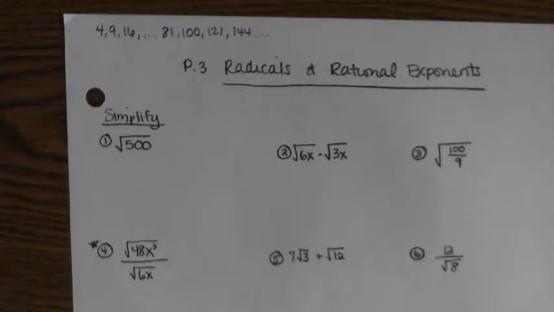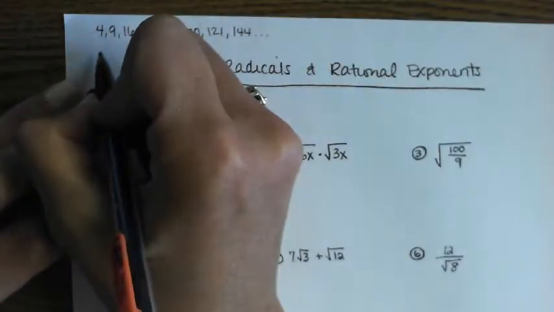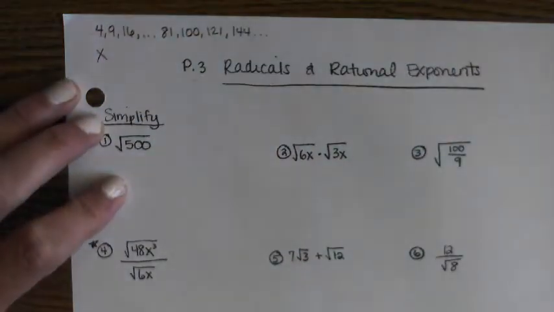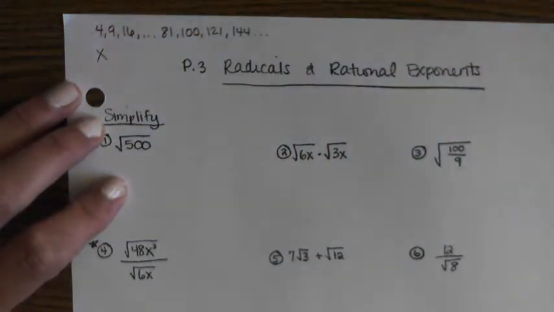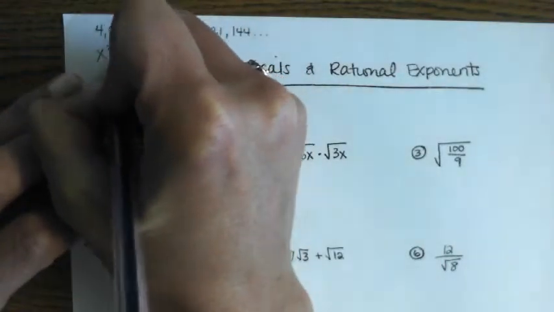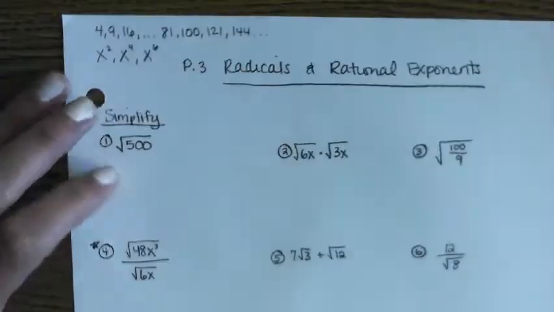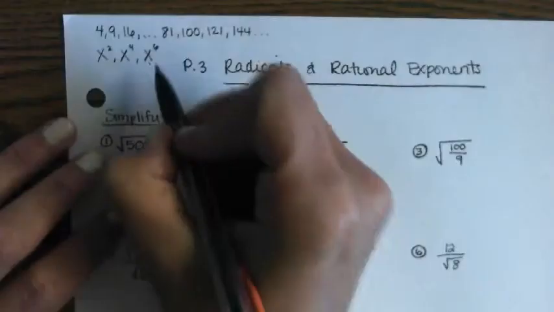You should definitely know up to 12 squared, if not up to 15. And those are just the numerical perfect squares. From a variable standpoint, what does the exponent have to be in order to have a perfect square root? Even. Very good. So x squared, x to the 4th, x to the 6th, and so on.